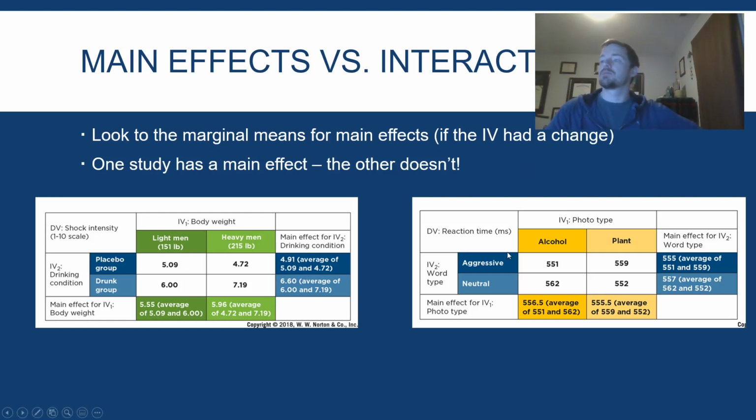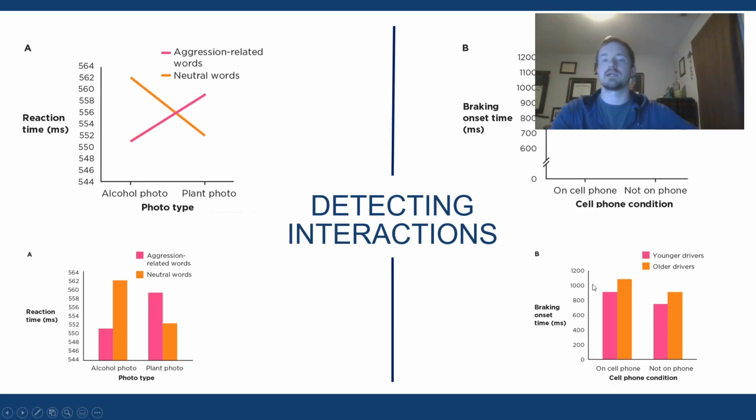Here again, looking at this, you can see that there's not really huge effects, right? It doesn't look like there's a main effect of either independent variable, or at least to me it doesn't. 5.56 versus 5.55 and 555 versus 557, those are not really big differences, right? It's not until you graph it out that you can detect, oh, this one doesn't have main effects really, but it does have an interaction.